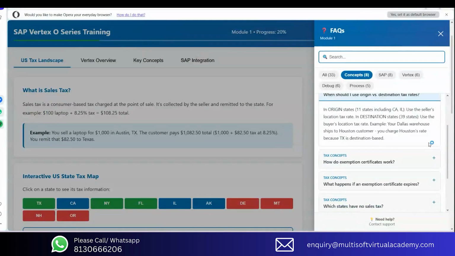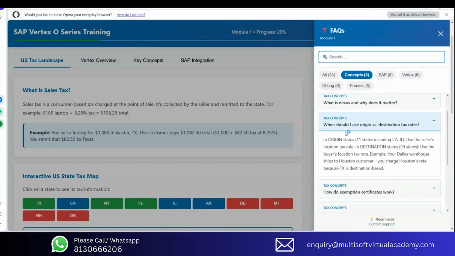Now, you need to see when to use origin versus destination tax, because just now we saw that in US states, both origin and destination bases exist. Now you need to understand the jurisdiction requirement. Accordingly, we need to use this.